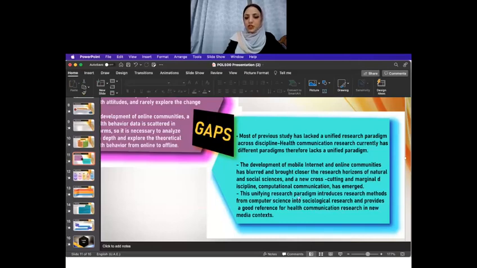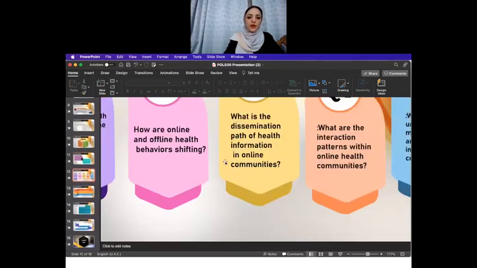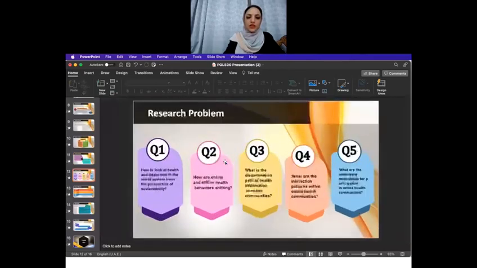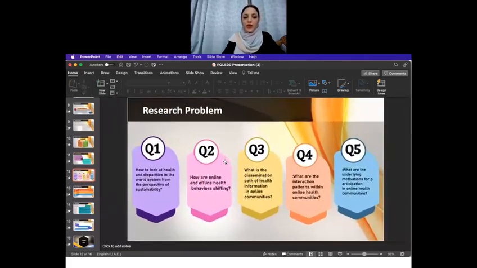This unifying research paradigm introduces research methods from computer science into sociological research, and provides a good reference for health communication research in the new media context. These are the research problems that we will try to answer.